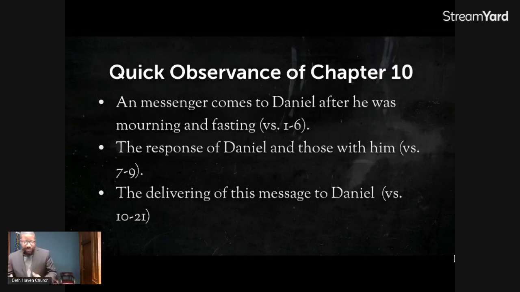So then we see the delivering of this message to Daniel in verses 10 to 21, where this messenger has been kind of hindered. And so Michael, the archangel, has to show up again to help this messenger. And this messenger will basically give him the details of, I'm going to tell you some more information regarding essentially your people. This brings us on to the heels of Daniel chapter 11.